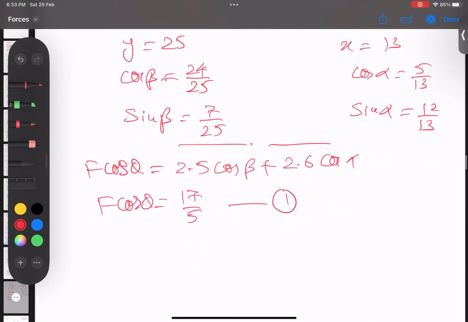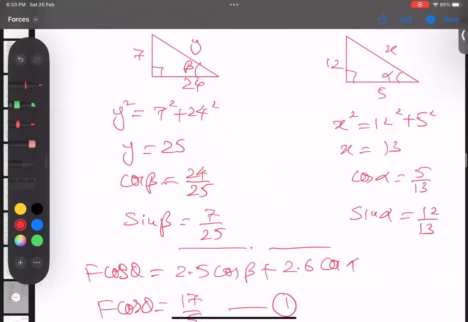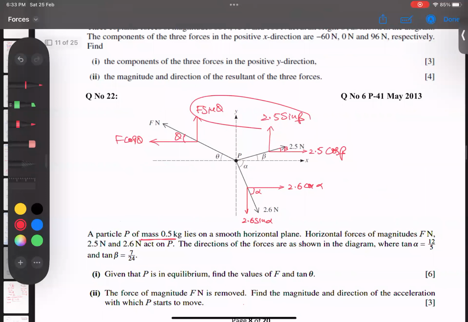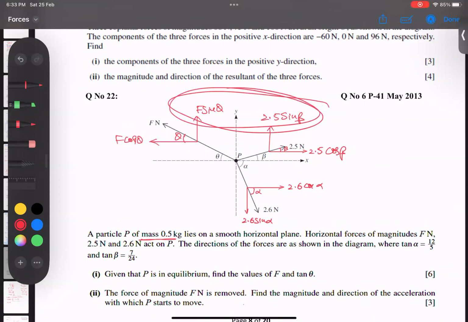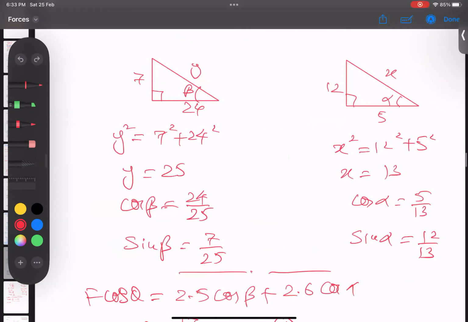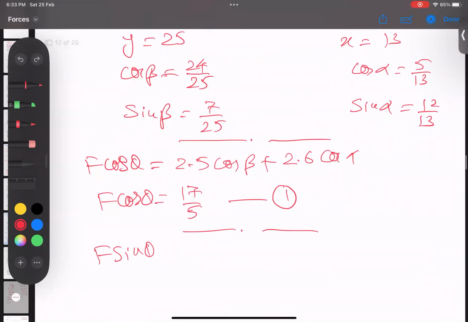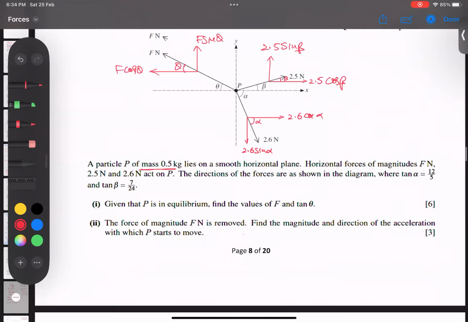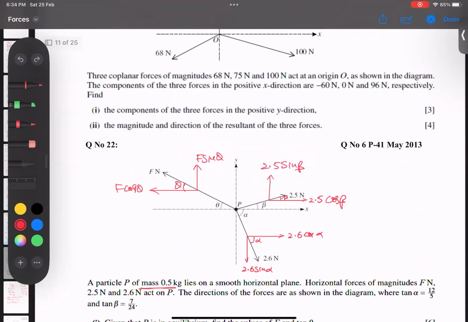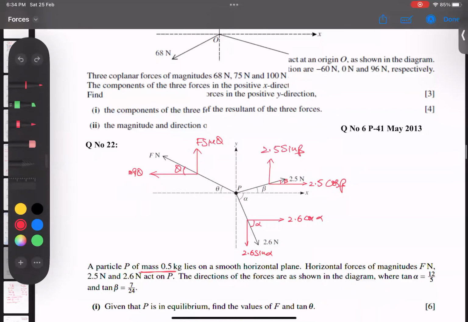Equation 1 done. Now similarly, I talk about the other one, F sine theta. But wait a minute, please. It means these two components added are equal to that one, because balanced equilibrium means upward forces equal downward forces. But there are two upward forces, so the sum of them equals that force. I think it is an easy point. So I can write it now here: plus 2.5 sine beta equals, let me check, 2.6 sine alpha upwards and 2.6 cos alpha downwards.